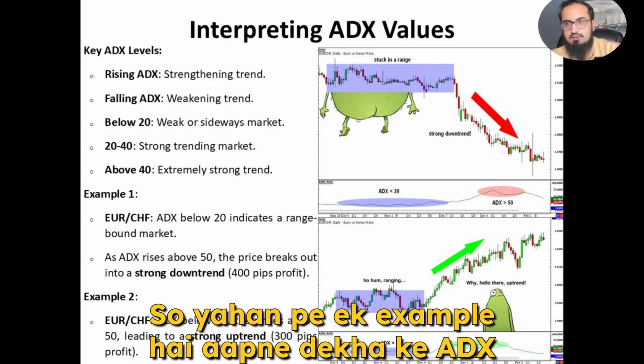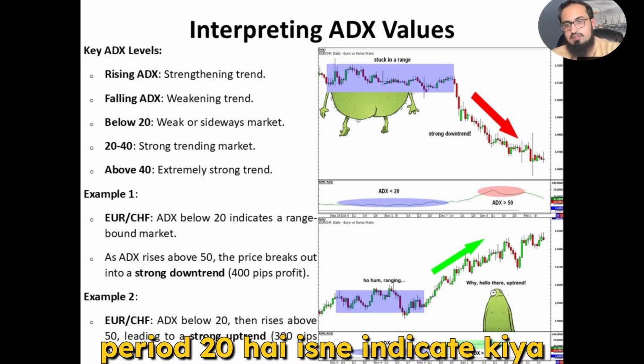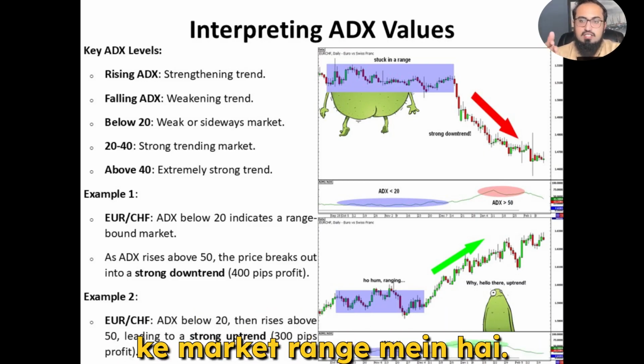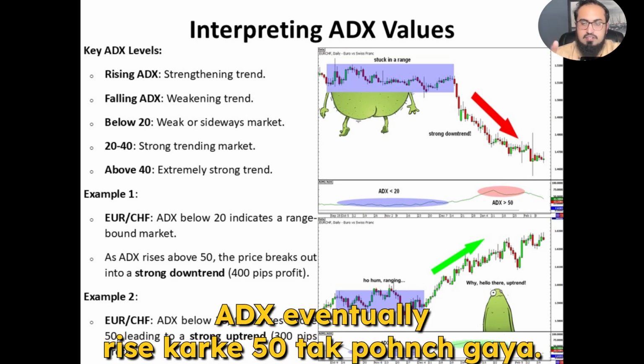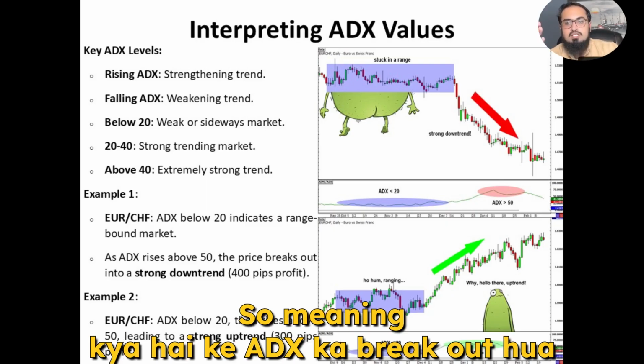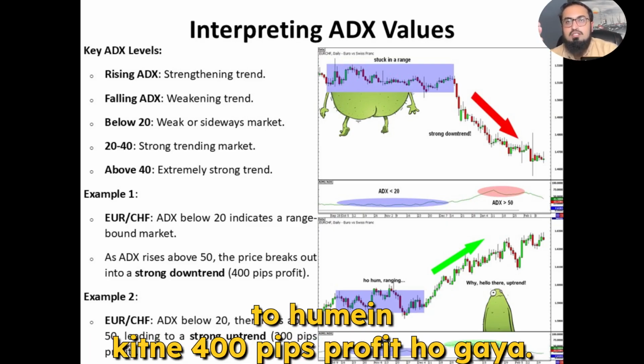So here is an example. You saw that the ADX indicated that the market is in a range. Now in the base market trend, the ADX rose and reached 50. So what does it mean? There was an ADX breakout, and we made a profit of 400 pips.